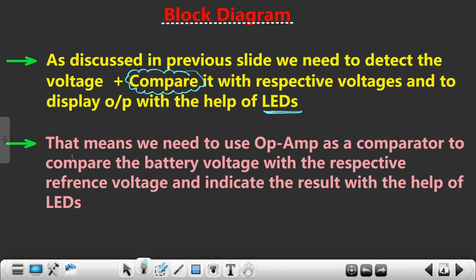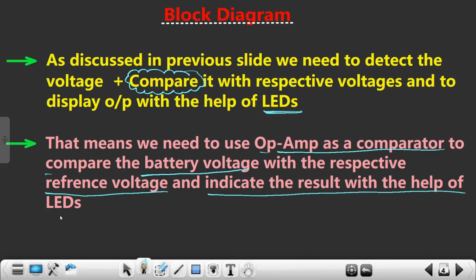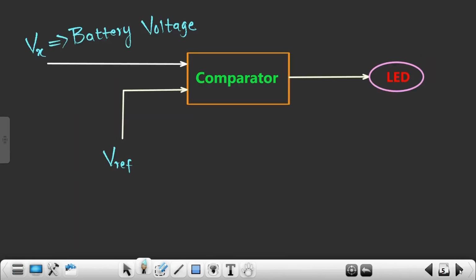So I'll just read this particular line for you all. That means we need to use opamp as a comparator to compare the battery voltage with the respective reference voltage, and indicate the result with the help of LEDs. Getting my point? So what does that mean? Let's proceed further and let's see what I want to convey.